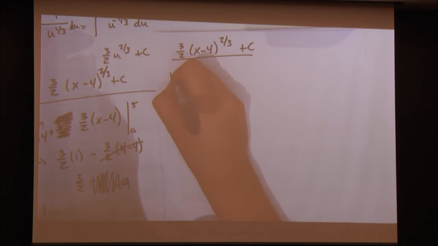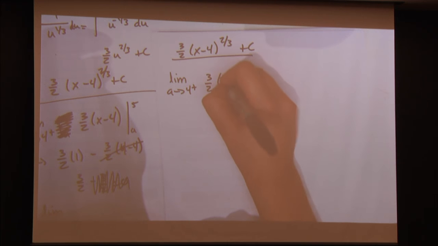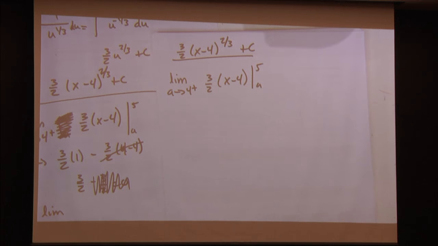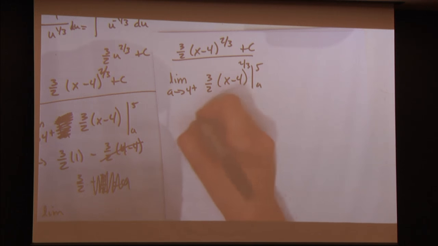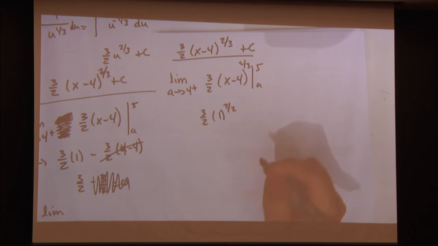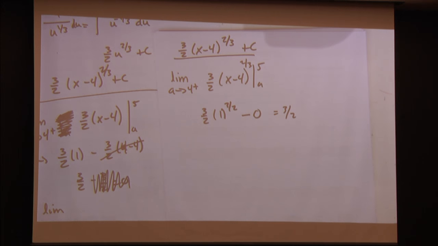Okay, limit as A approaches 4 plus. I'm not going to drop it this time. It'll be good. From 5 to A. I'm having a bad day, obviously. Okay, so we're good. So it's 1. So it's 3, because it's to the power of 1 to the 3 halves. So it doesn't exist. And then this guy's 0. So it's minus 0. That part's done, right? We're good. So this is equal to 3 over 2.